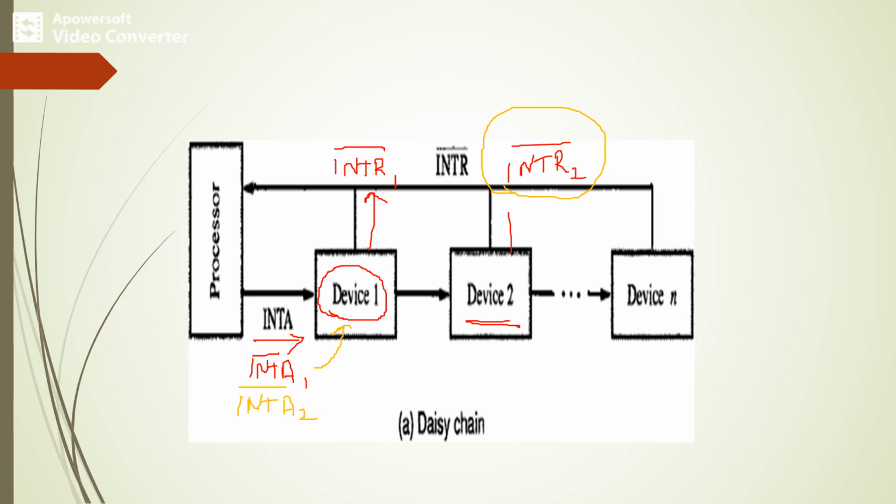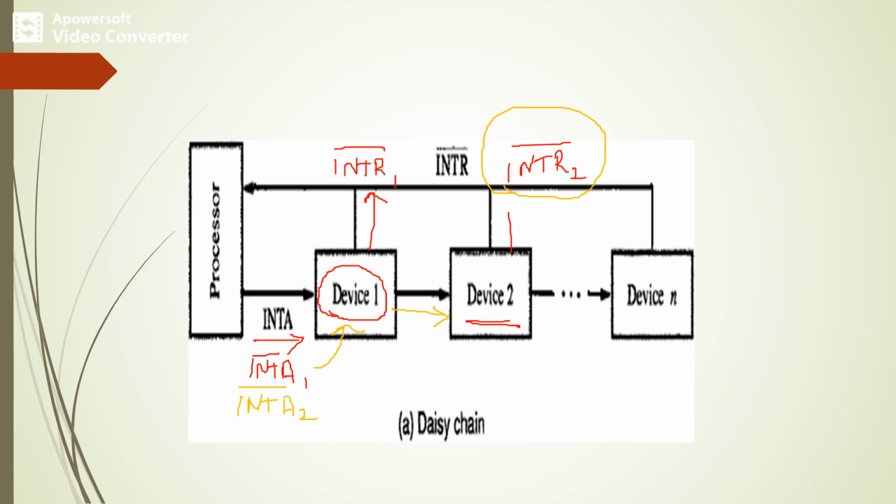Device 1 will receive that acknowledgement signal, but device 1 has not raised any request on the interrupt request line. So at that instant, the acknowledgement signal will be propagated to the next device.